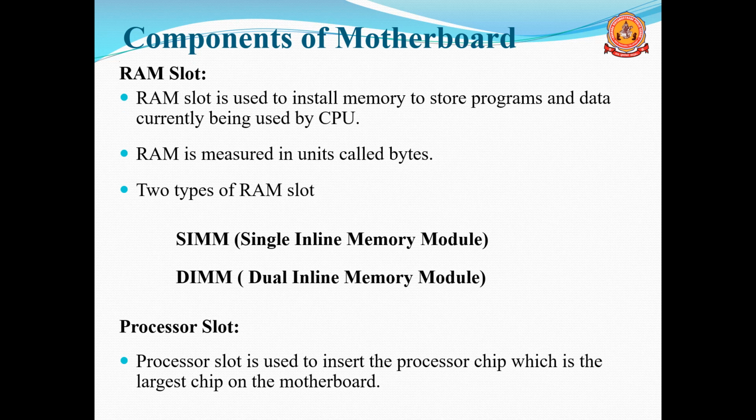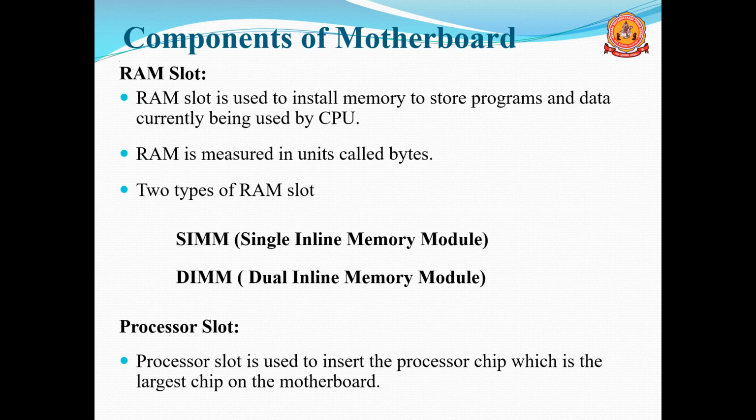RAM is measured in units called bytes. The memory space of a RAM can be measured by using bytes. Normally 1 GB, 2 GB, this many kilobytes or bytes. Based on that, we can measure the units.